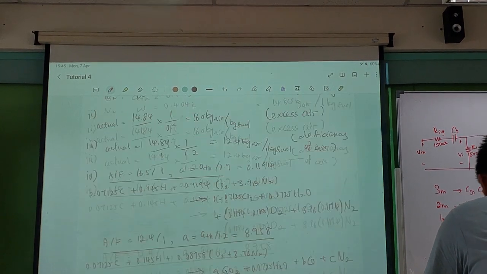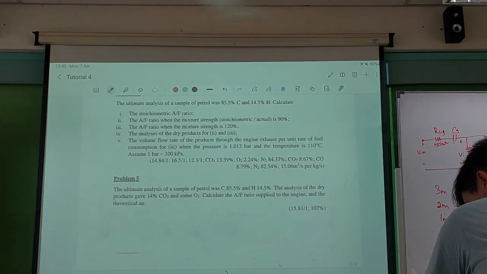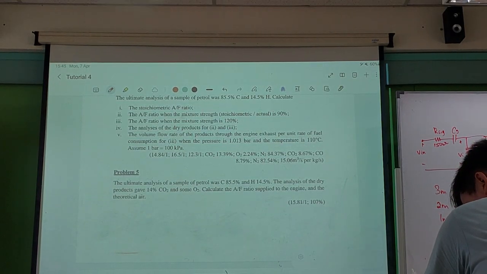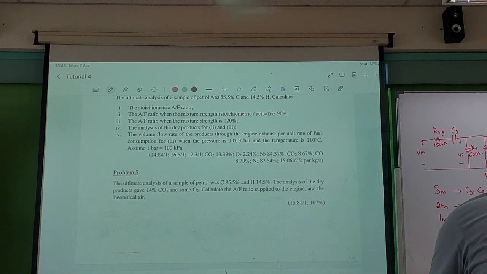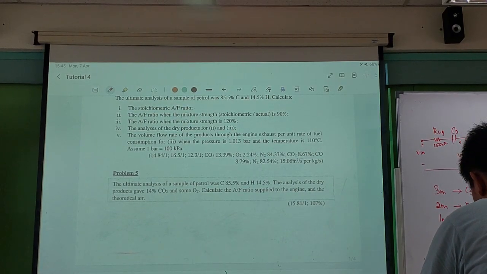Okay, we quickly look at problem 5. Tomorrow we will discuss more. Problem 5 is a new version in a way, but it is also quite a quick one. So look at problem 5.